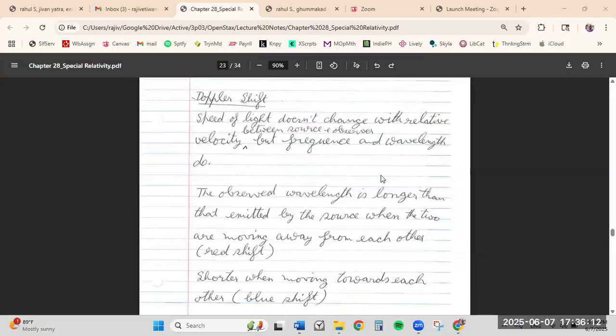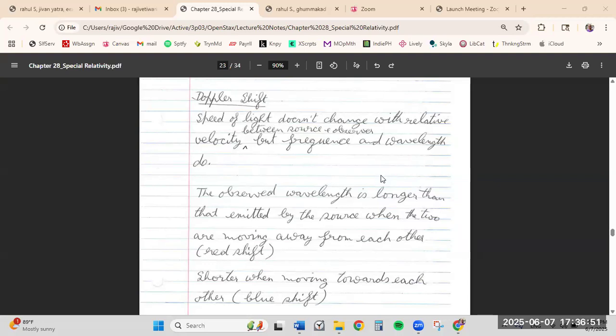In this video, we look at what's called Doppler shift. As we have seen, when light is traveling with respect to an observer, whether the observer is at rest or moving at a certain speed, it doesn't matter. As far as the speed of light is concerned, it's always measured to be 3 times 10 raised to 8 meters per second, regardless of the relative motion between the source and the observer.